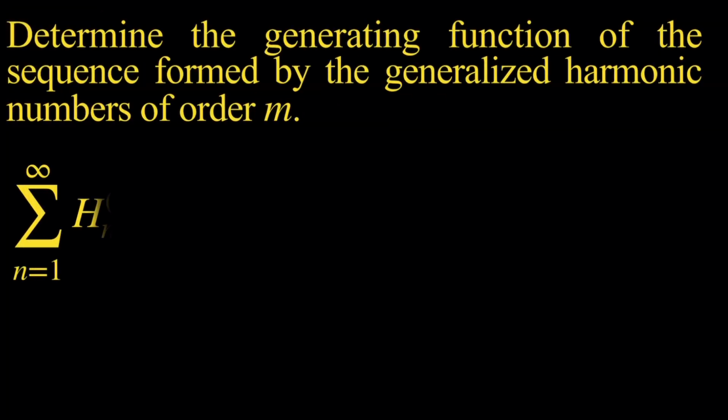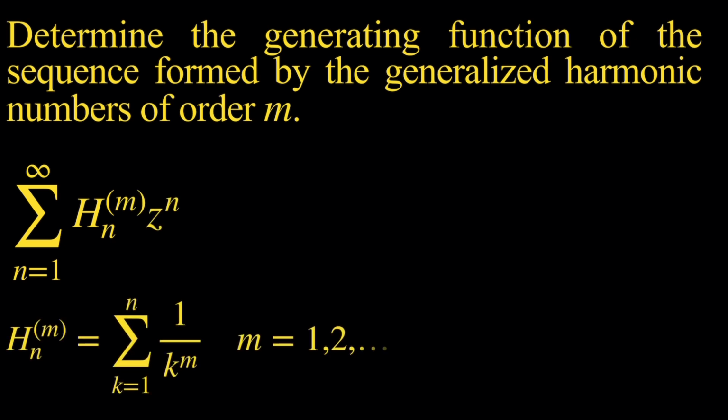Hello everyone and welcome. In this video we're going to determine the generating function of the sequence formed by generalized harmonic numbers of order m. So it's going to be the sum as n goes from 1 to infinity of the nth harmonic number of order m times z to the n, where the nth harmonic number of order m is equal to the sum as k goes from 1 to n of 1 over k to the m, and m is a positive integer. Okay, let's get started.